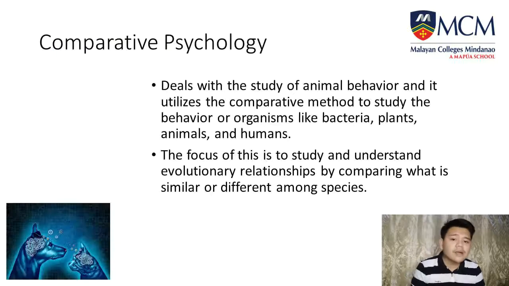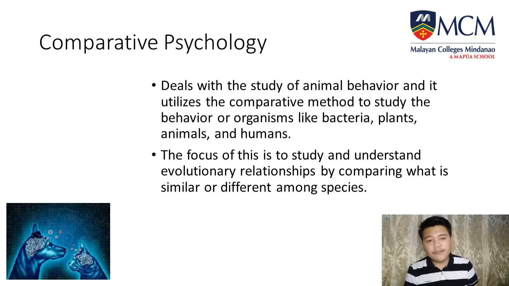Next, comparative psychology. It is the study of animal behavior and utilizes the comparative method to study the behavior of organisms like bacteria, plants, animals, and humans. The focus of this is to study and understand evolutionary relationships by comparing what is similar and what is different among the different species. Next, forensic psychology.